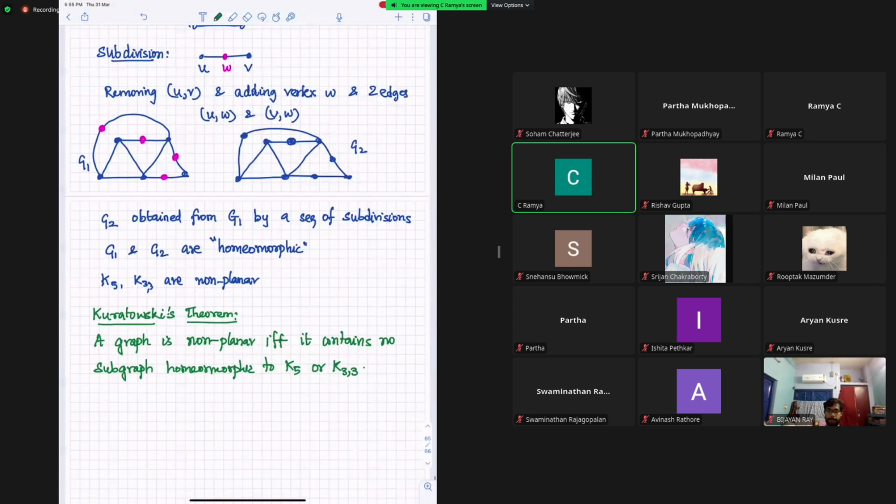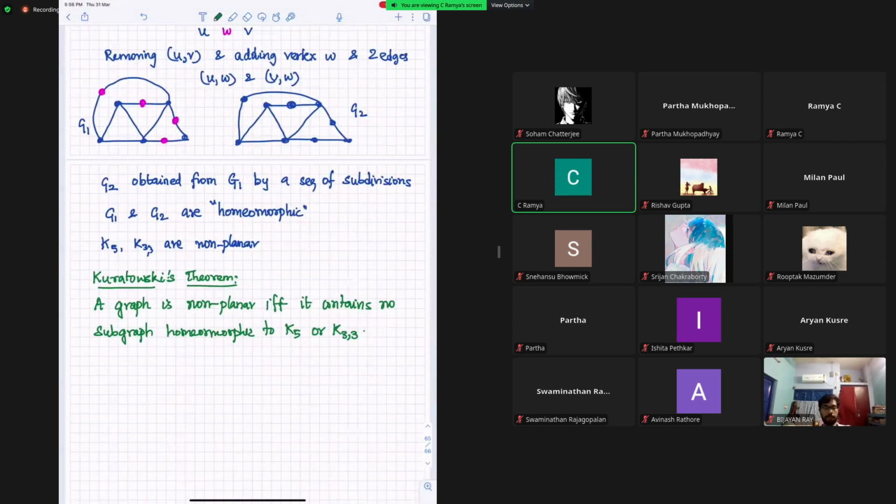Okay, so is the statement clear? It's not just that it should not contain a copy, it should not have K5 or K3,3 as a subgraph. It cannot even have a subgraph that is homeomorphic to K5 or K3,3. So this is a very strong statement.